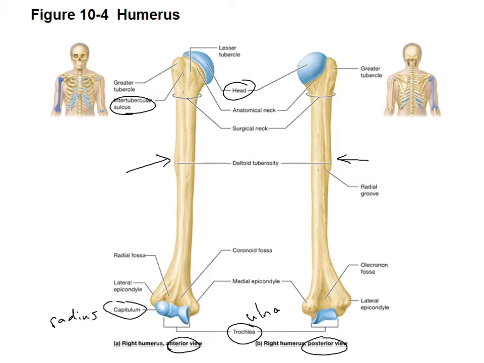Because the radius has to spin around a little bit, it needs a more rounded surface. The ulna, as you'll see, has a notch in it, and so it functions as a lever. Since the capitulum and trochlea are basically condyles, what you have are epicondyles: the lateral epicondyle and a medial epicondyle.